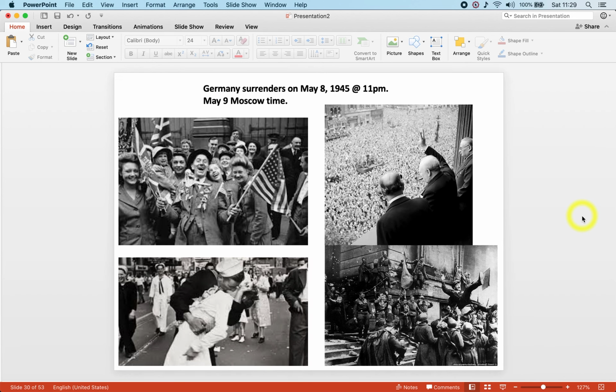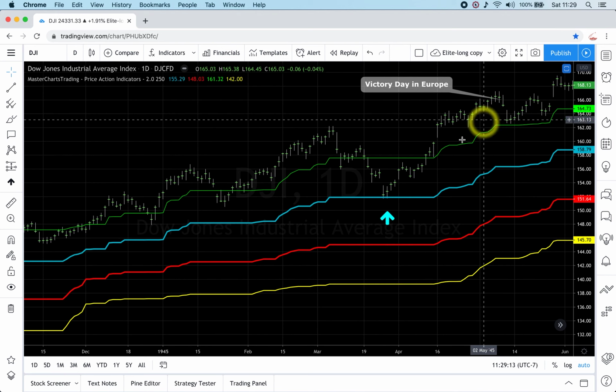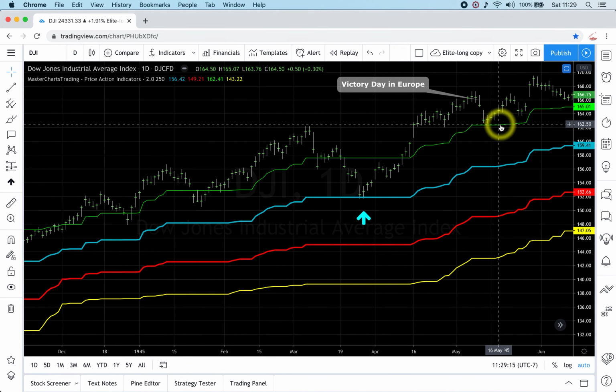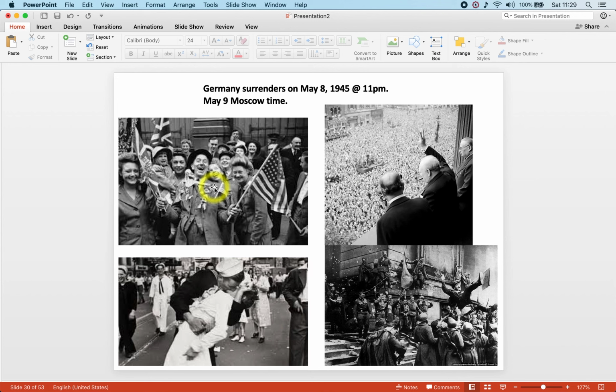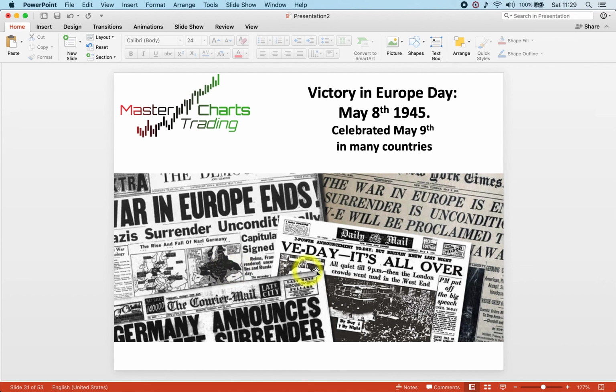But overall, finally, Germany surrendered on May 8th, 1945. Germany surrenders, and you can see there was really no opportunity to buy at this time, but it was a time of great celebration, a time when finally there was an end to this horror of many years. Victory in Europe Day, May 8th, 1945, but celebrated May 9th in many countries in Eastern Europe.